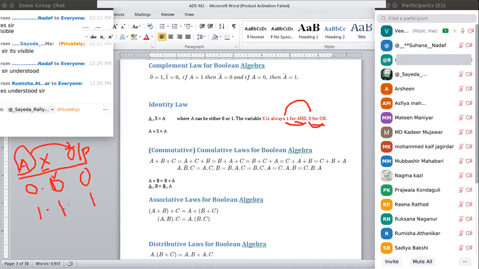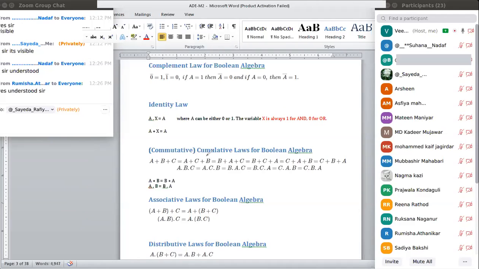I'll make this 0 now, and instead of dot, I'll make it plus. Now 0 plus 0 is 0. 1 plus 0 is again 1. So whatever the input A is, that is reflecting at the output side. So this is the identity law. I'm identifying the A and the same thing is being reflected at the output side. Okay, but the condition is what? The x should always be 1 for AND operation and should always be 0 for OR operation. Okay.